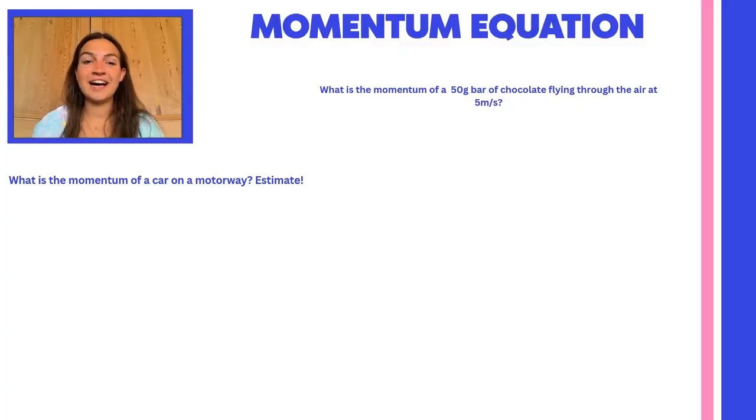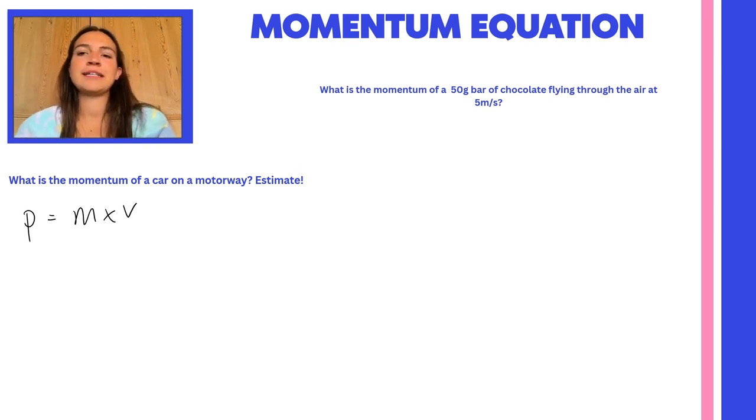Okay, let's look at some questions with our momentum equation. Our first question on the left is, what is the momentum of a car on a motorway? And we are supposed to estimate it. As always, let's write down the formula we're using first. P, that's what I'm using to represent momentum, is mass times velocity.